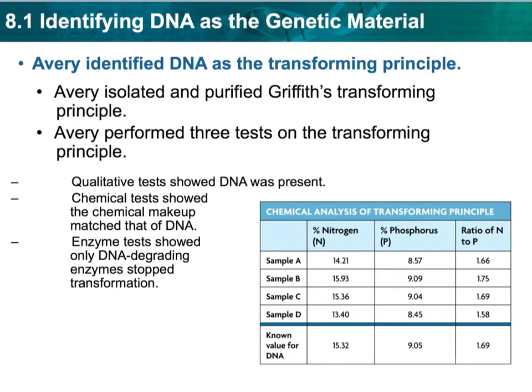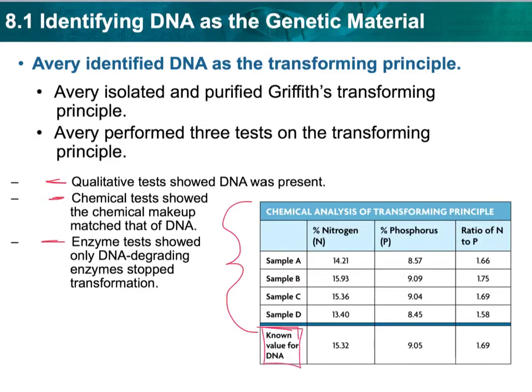Alright, so the next scientist to come in was Avery, and what Avery did was he took Griffith's experiments and isolated them. In other words, he took that transforming material that Griffith wasn't sure what was, and he performed some tests to figure out whether that transforming material was either protein or DNA. And he performed 3 different tests. He performed some qualitative tests, some chemical tests, and some enzyme tests. This little chart shows the results of his chemical test. And here's how we would read this.